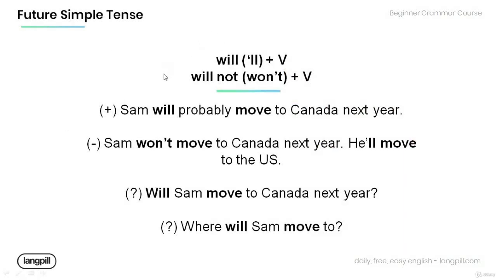Now let's have a look at the use of will plus verb, the negative will not or won't plus verb. Let's start with the positive sentence. Sam will probably move to Canada next year. Future prediction. Negative sentence would be Sam won't move to Canada next year. He'll move to the US.